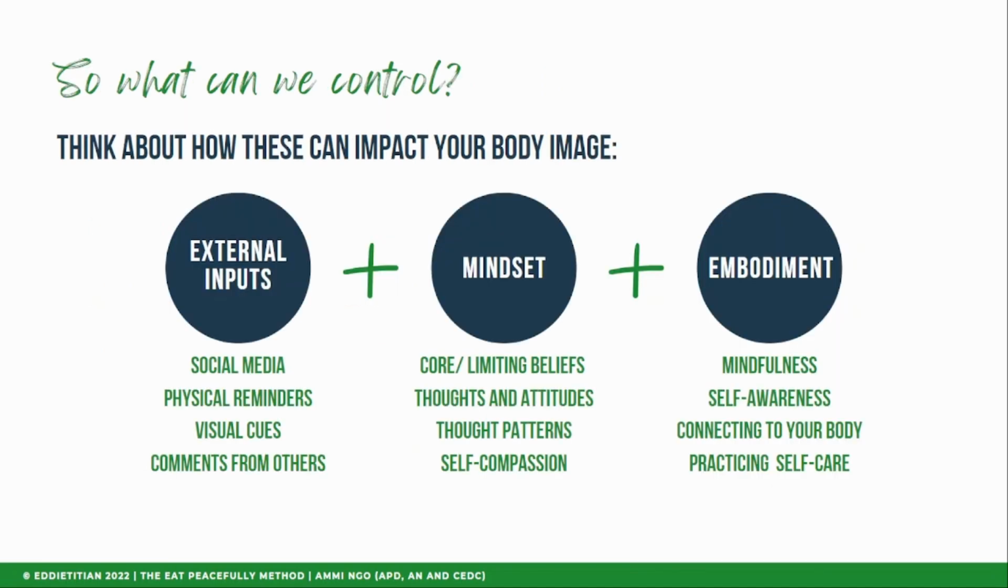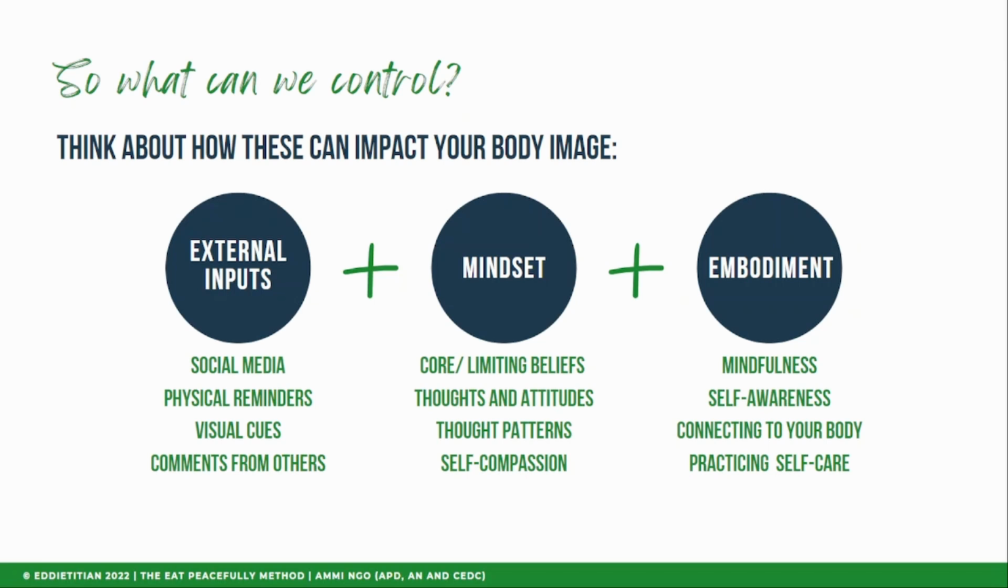So what can we control? Well, there are three main areas that we can influence to enhance our body image. And this includes the external inputs, so things like social media, physical reminders and objects around our home or our room or our space, visual cues like old photos, and comments from other people.